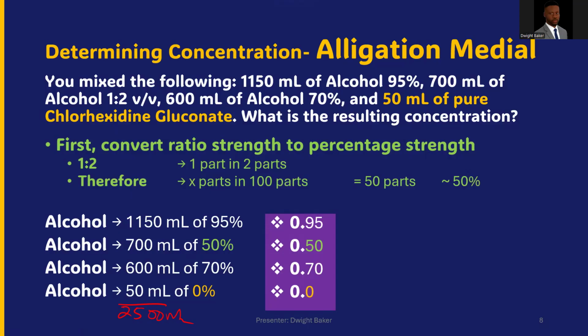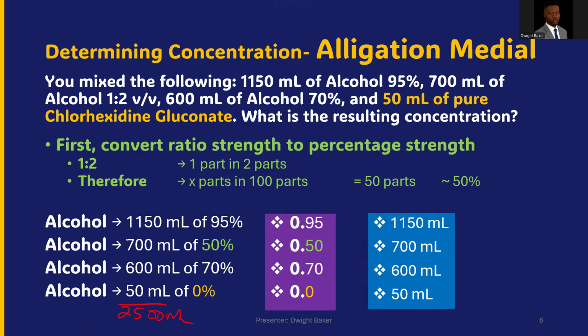All right. Now, what are we going to do with this decimal? We're going to use this to multiply the respective volume. So all of these, we converted all of these to decimal. We're now going to multiply them by the respective volume, and that will tell you the amount of pure ingredient that you have in each of those preparations that you added to your mixture.